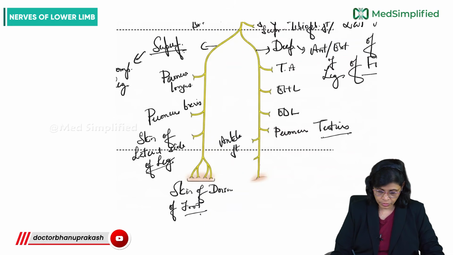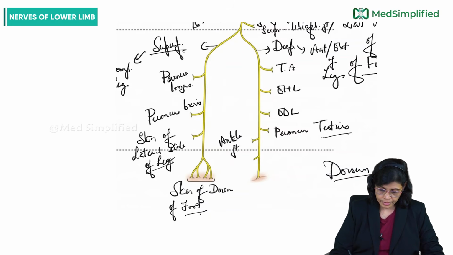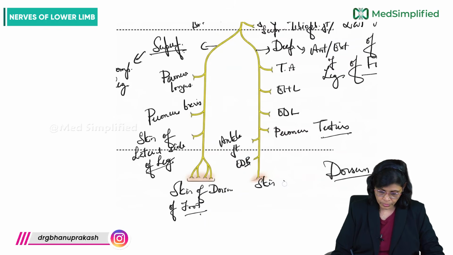And in the dorsum of the foot, it will supply the one muscle, that is the extensor digitorum brevis, and the skin over the first cleft.